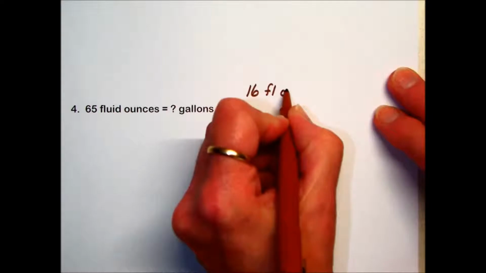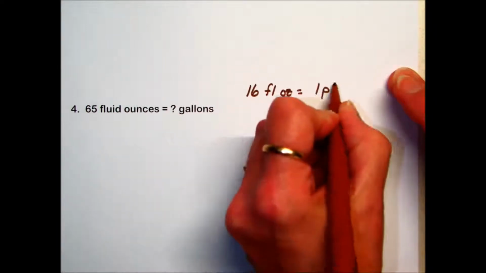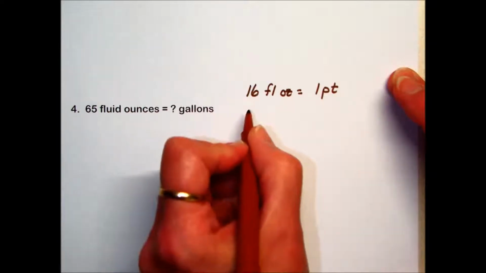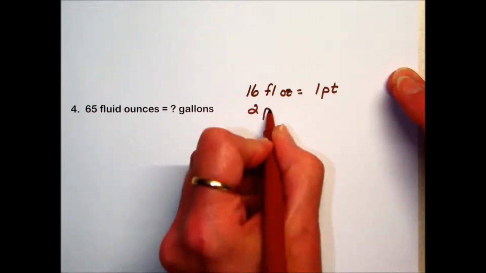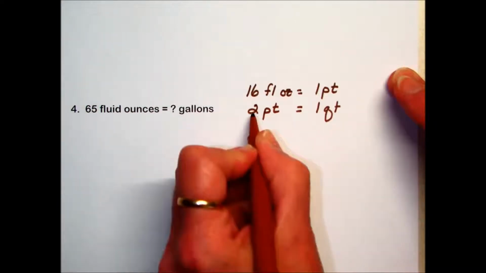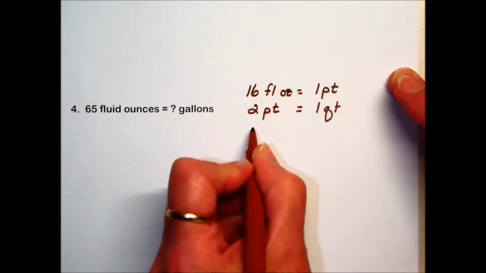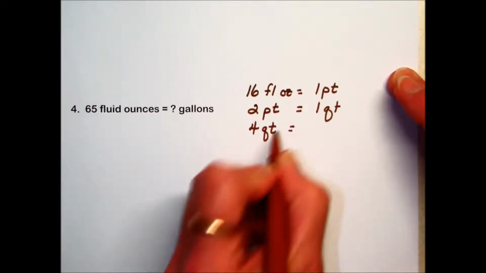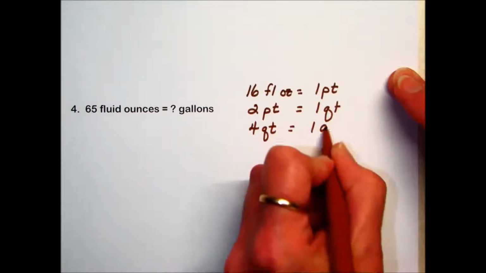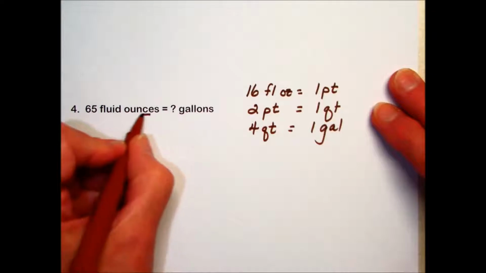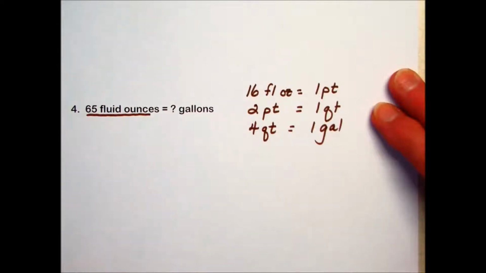It was 16 fluid ounces equal to 1 pint. So we'll get rid of our fluid ounces and have our value in pints temporarily. We will replace pints with quarts using the relationship 2 pints equals 1 quart. And finally, we will eliminate quarts by using the relationship of 4 quarts to 1 gallon. So we've got our game plan set. Same procedure as all of the conversion problems.